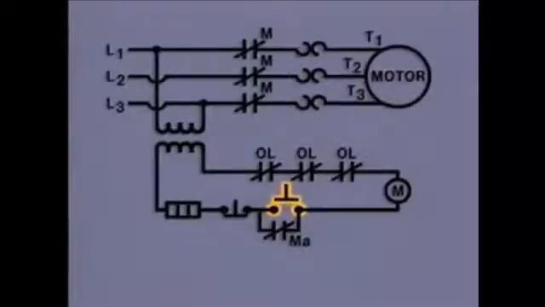After the start button has been released, maintaining contacts, labeled capital M, small a, remain closed to maintain current flow to the M coil. The maintaining contacts are auxiliary contacts operated by the M coil.